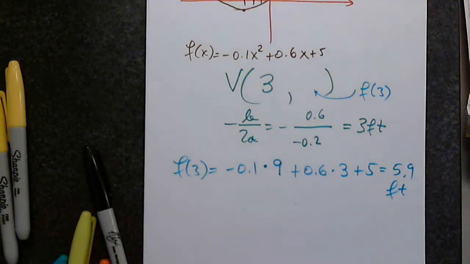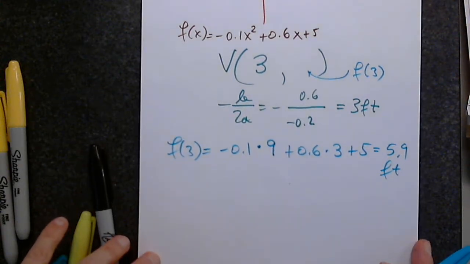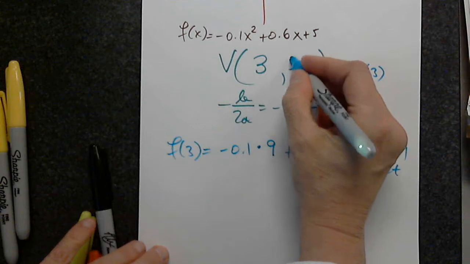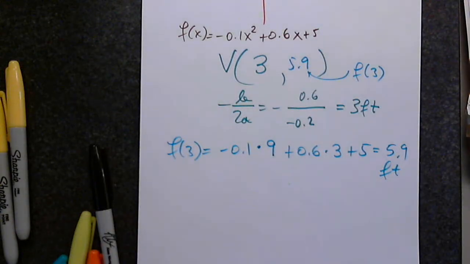Feet. Please remember the measurement unit. On all problems, on any test, please write the measurement unit. So this is 5.9. So what will you write then? That the ball reaches a maximum height of, perfect. How far away from where I throw it up in the air? 3 feet away. Awesome.